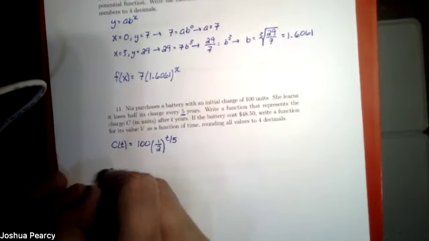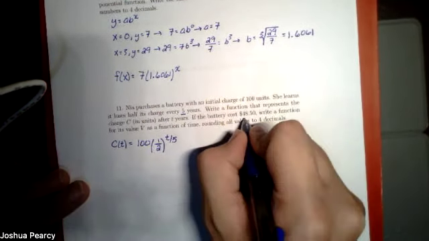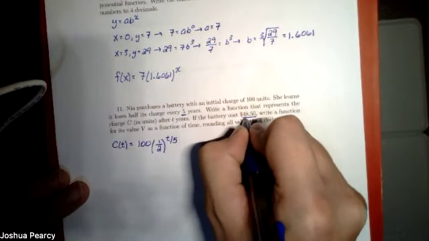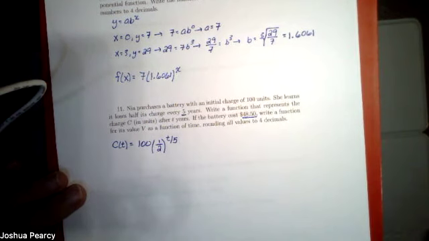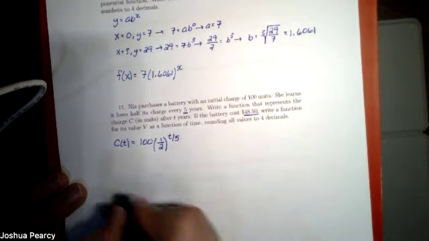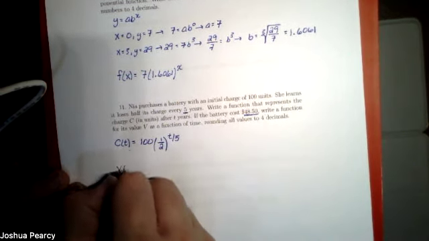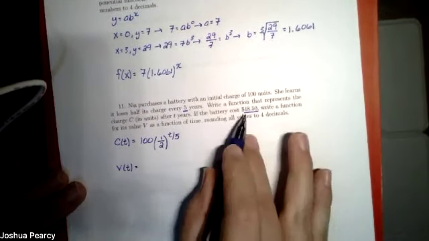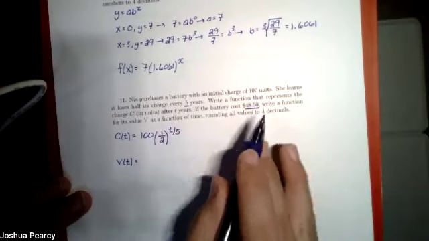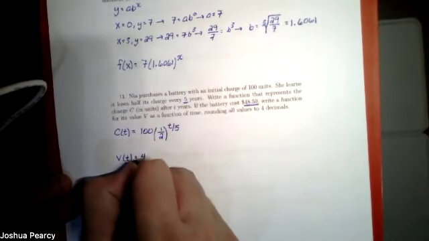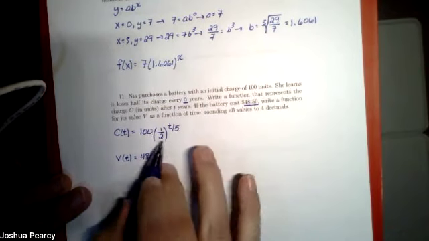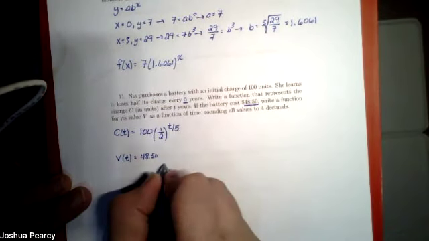So we could use this same idea to talk about the value of the battery. Here, all we're going to do is change the corresponding coefficient out front for the value. So what was the cost of the battery? The cost of the battery was $48.50. So the value of the battery after t years is going to be equal to the initial cost of the battery, $48.50, times this same 1/2 to the t over 5.